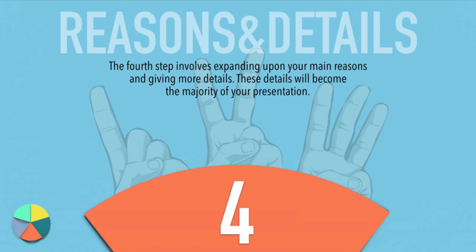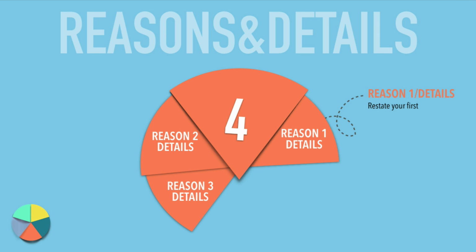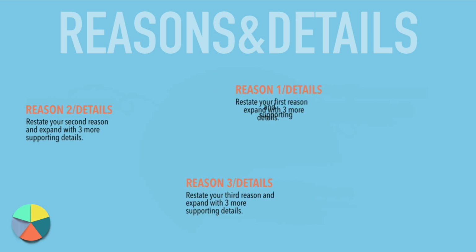Step 4, reasons and details. The fourth step to making an amazing English presentation involves expanding upon your main reasons and giving more details. These details will become the majority of your presentation. So, again, I've already given my opinion, which is that I like the MacBook Pro, and now I'm going to give details for each reason that I stated. So, for reason 1, I'll give 3 supporting details. For reason 2, I'll give 3 supporting details. And for reason 3, I'll give 3 supporting details.